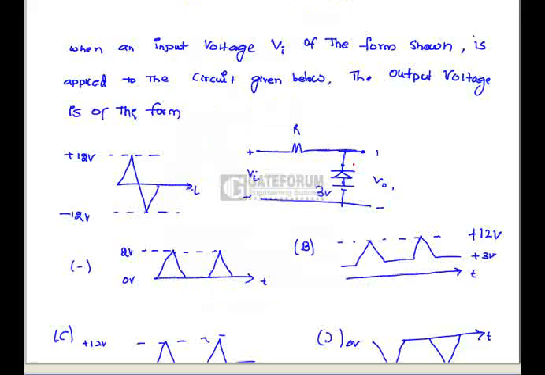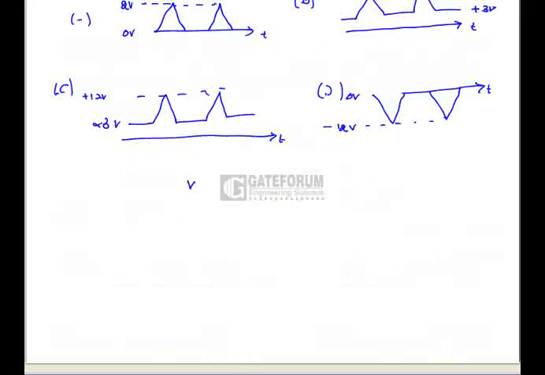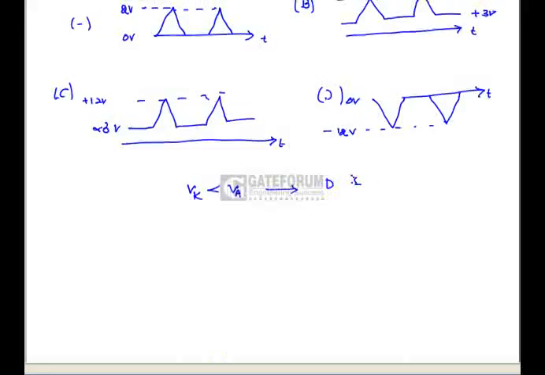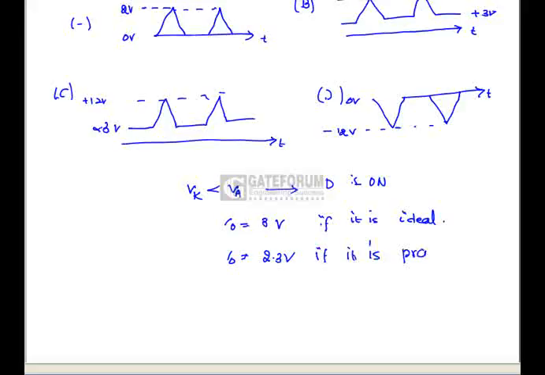When an input voltage Vi of the form shown is applied to the circuit given below, the output voltage is of the form. Here this is A, this is K. The diode is going to be in the conducting mode as long as Vk is less than Va. Then D, that is diode, is on. That means V0 is 3 volts if it is ideal. But if it is practical, V0 is 2.3 volts.